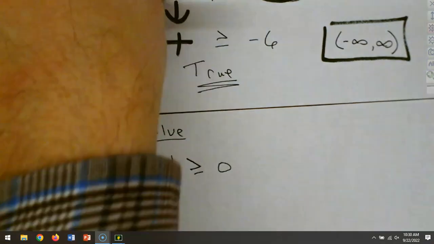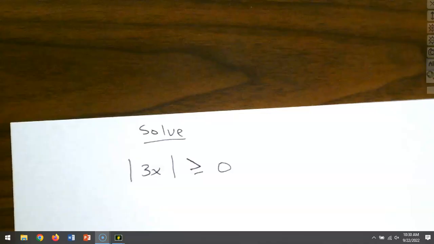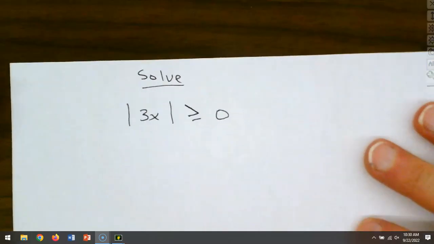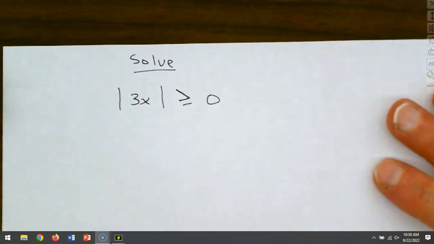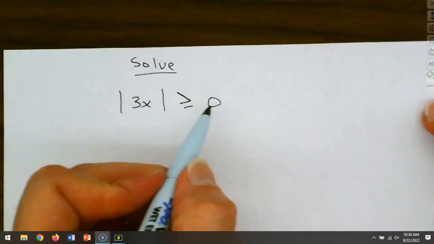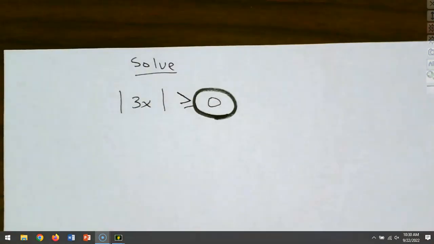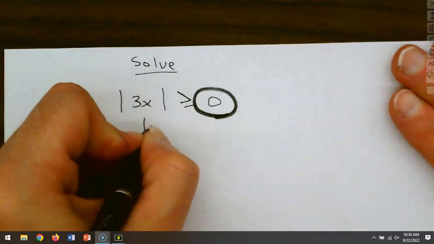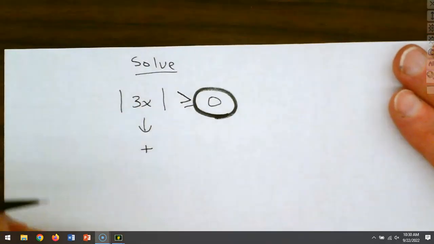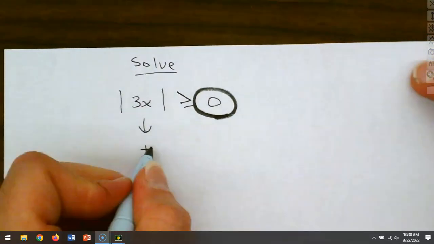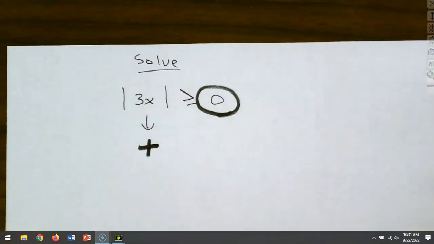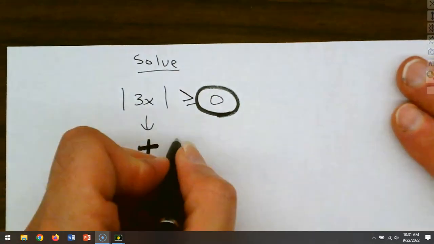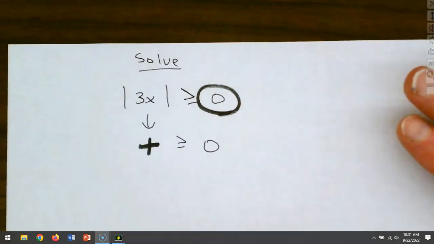Let's look at this one. What do we know about this? Okay, this is 0. We're going to look at it just like it was a negative number. What do we know about absolute values? Positive or 0? Okay, so we're going to assume it's positive. It could be 0. Our positive numbers now greater than or equal to 0.